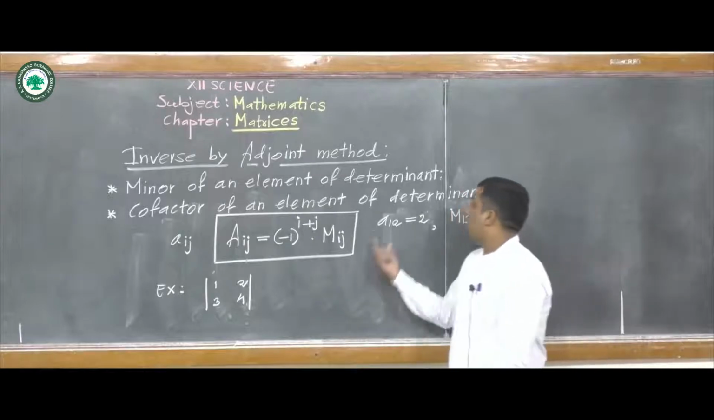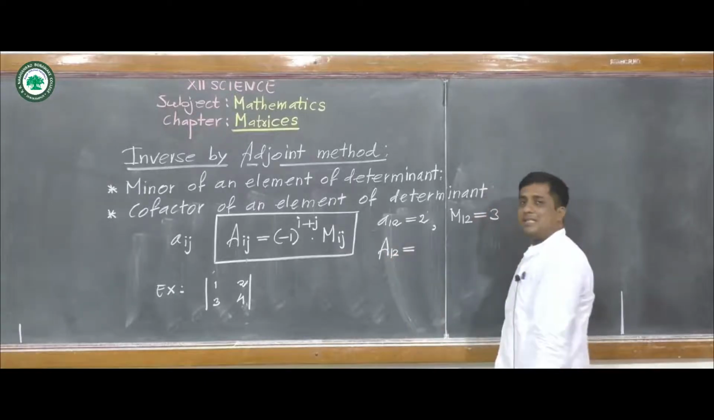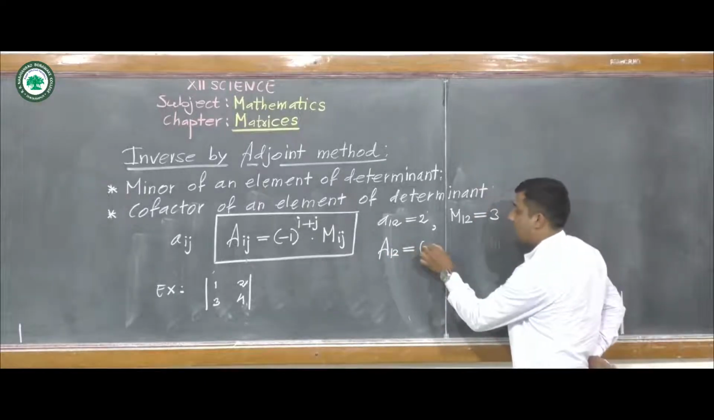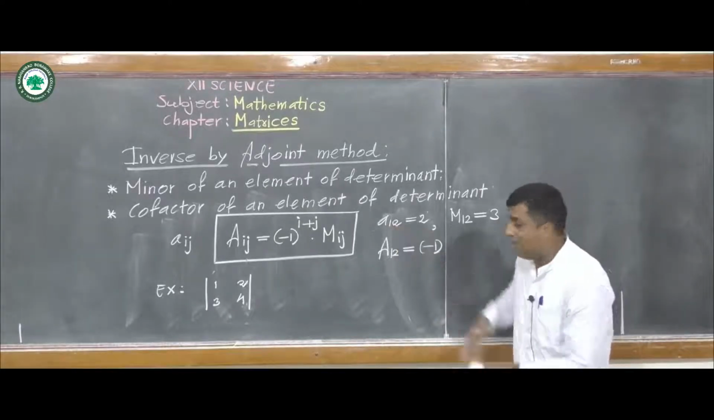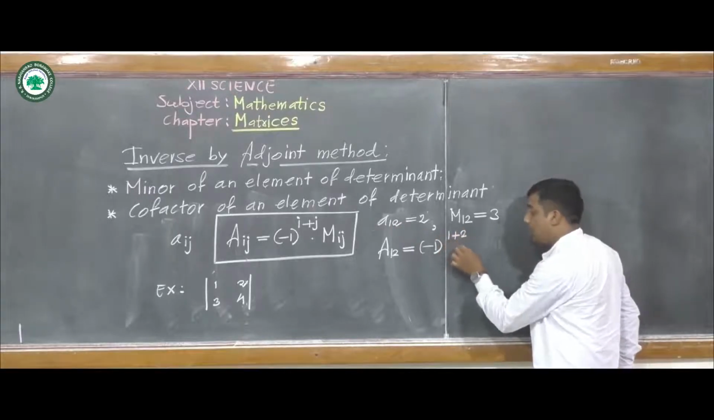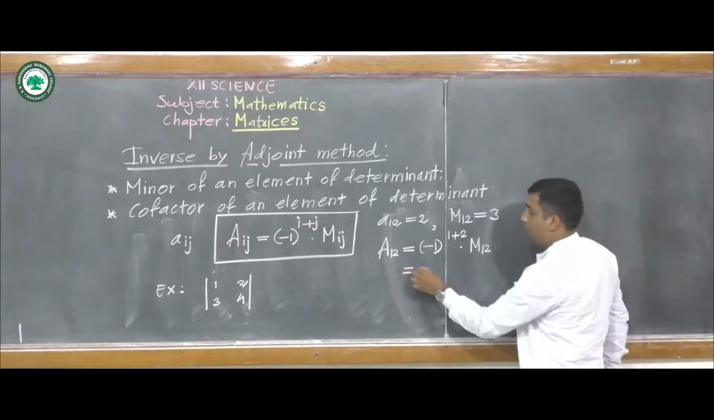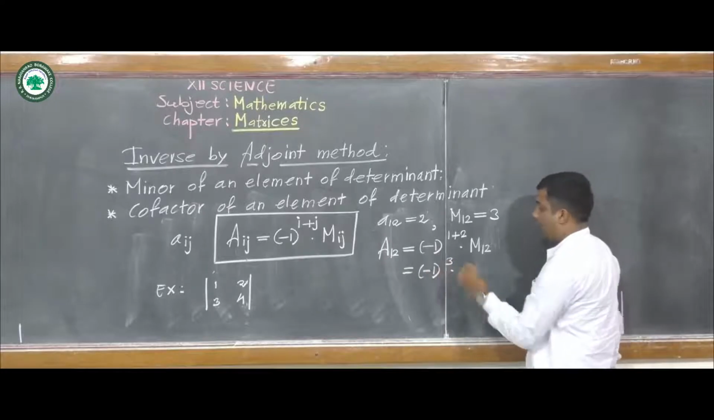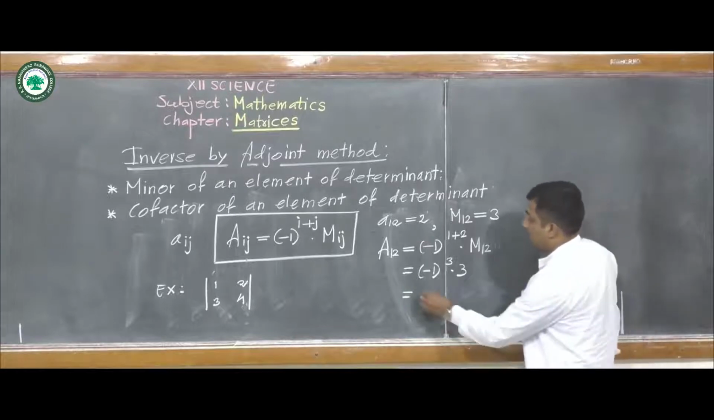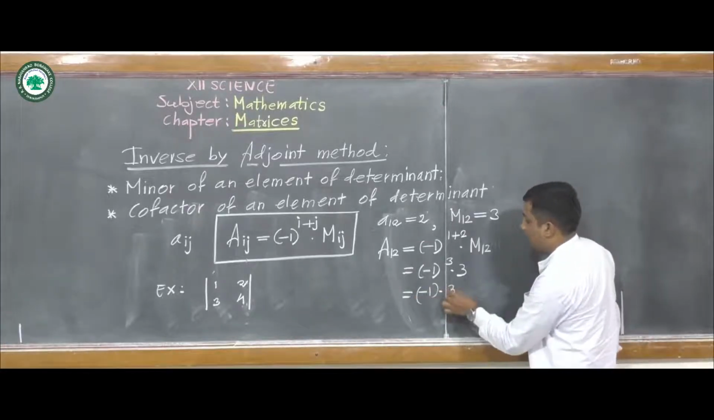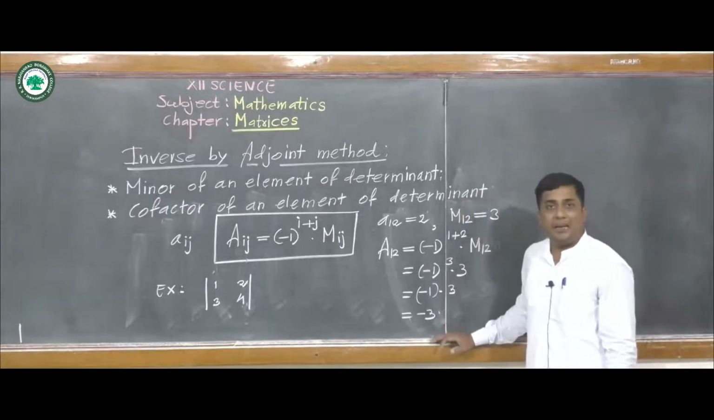Let's find the cofactor of A12. Here it is denoted by capital A of 1, 2, which is equal to -1 raised to, here the position of the given element is in the first row and second column. So 1 plus 2 into the minor of 1, 2, which is -1 cubed into the minor, which is 3. Next, -1 cubed is -1, into 3, and this is equal to -3. This is for the second element.